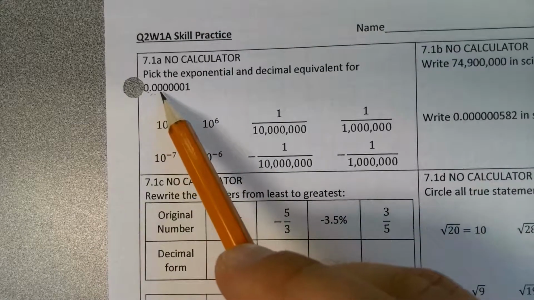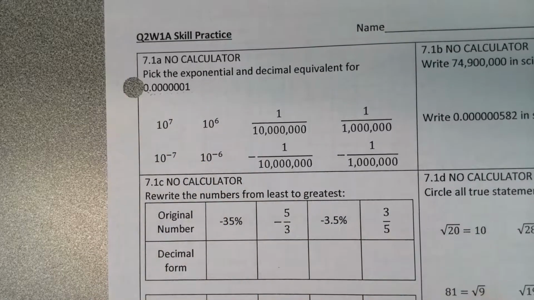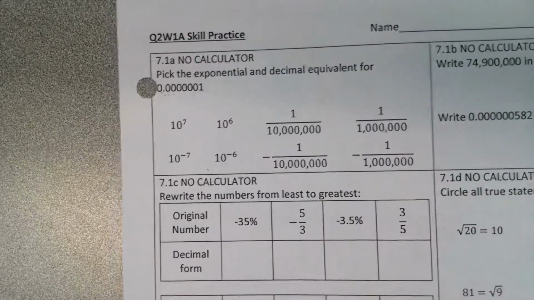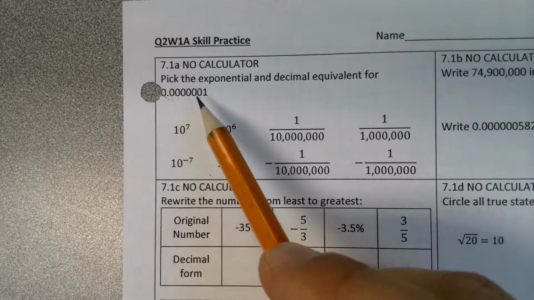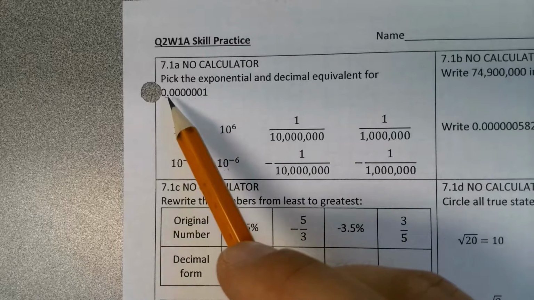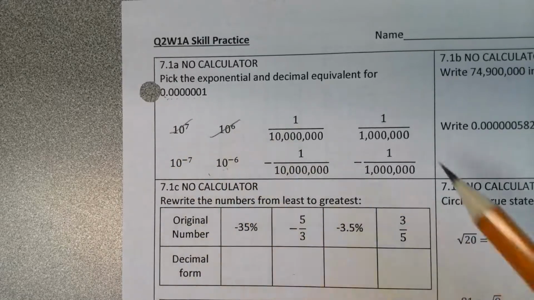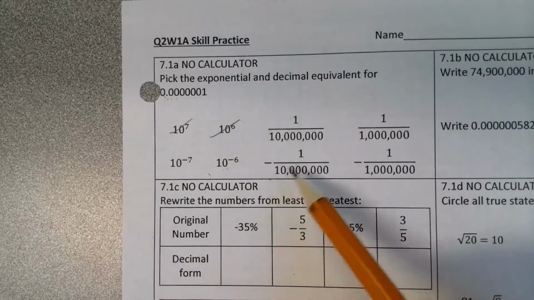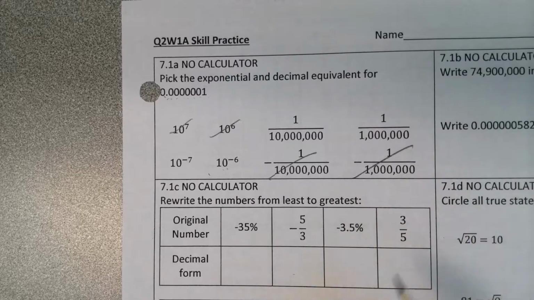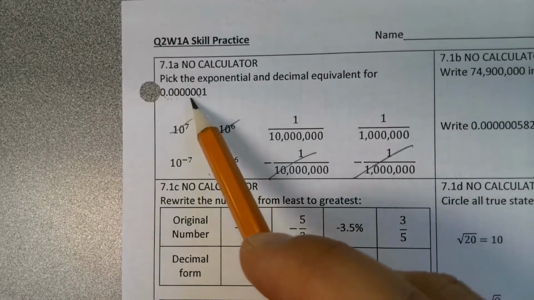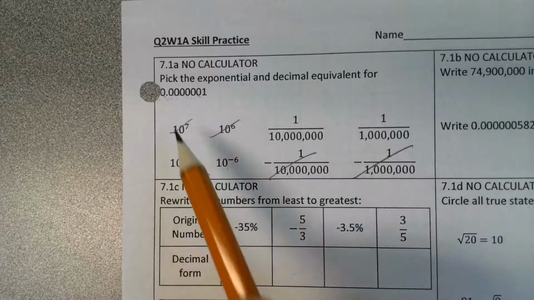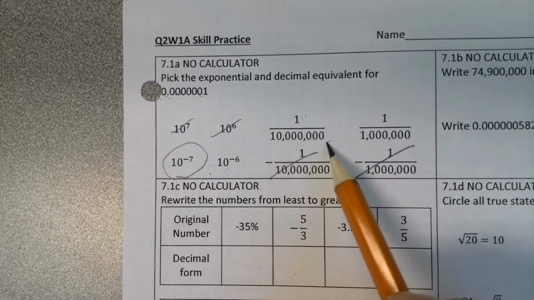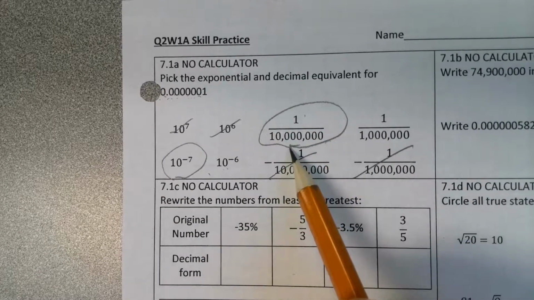So 0.000001, it's not going to be negative. Wait a minute, scratch that. Still waking up here. It's going to be a small number because the decimal's over here on the left. So I'm going to get rid of any positive choices. This is not a negative number though, so I'm going to scratch out any negative answers. So this is a total of 1, 2, 3, 4, 5, 6, 7 zeros with the 1 in front. So it's going to be 10 to the negative 7, or it's going to be 1 over 1 with 7 zeros. So it's going to be those two.